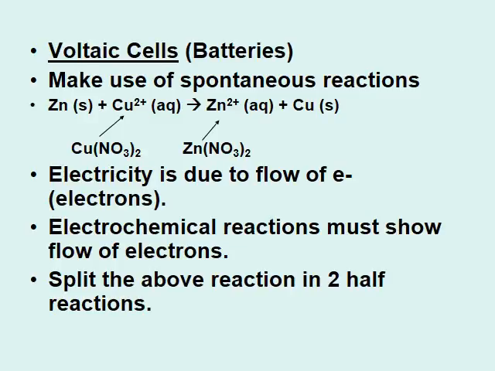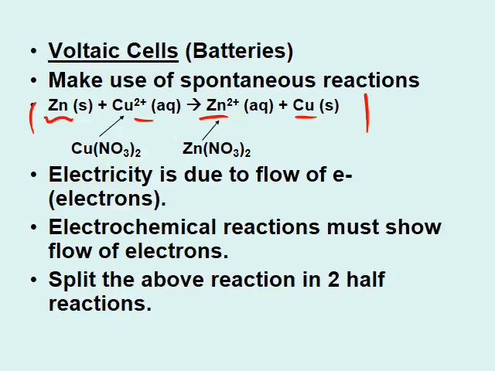In every voltaic cell, two reactions happen simultaneously: one is oxidation, the other reaction is reduction. In this example, you can see that zinc changes to zinc 2 plus, and copper 2 plus changes into copper. Obviously zinc is losing 2 electrons and copper is gaining 2 electrons. So this is the overall reaction in a voltaic cell.